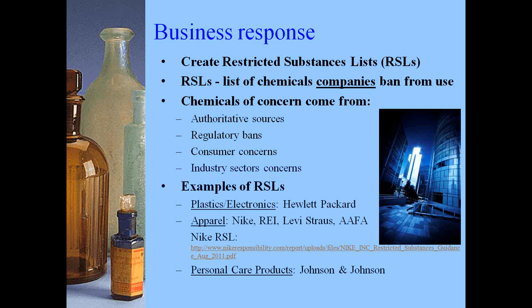And they get those chemicals from a lot of different areas. There are a lot of authoritative lists out there that say, okay, here is a list of known carcinogens, or here's a list of reproductive toxics, that sort of thing. But quite often there are also customer concerns. A customer will say, okay, I don't want products that contain bisphenol A, so they will put that on their list to eliminate it from their products. And quite often, industries will decide on certain things as an industry-wide decision. So there are a lot of different reasons. There's a lot of variability in RSLs, but there are a lot of examples out there. I've included a few here from Hewlett-Packard, the apparel industry, and personal care products.